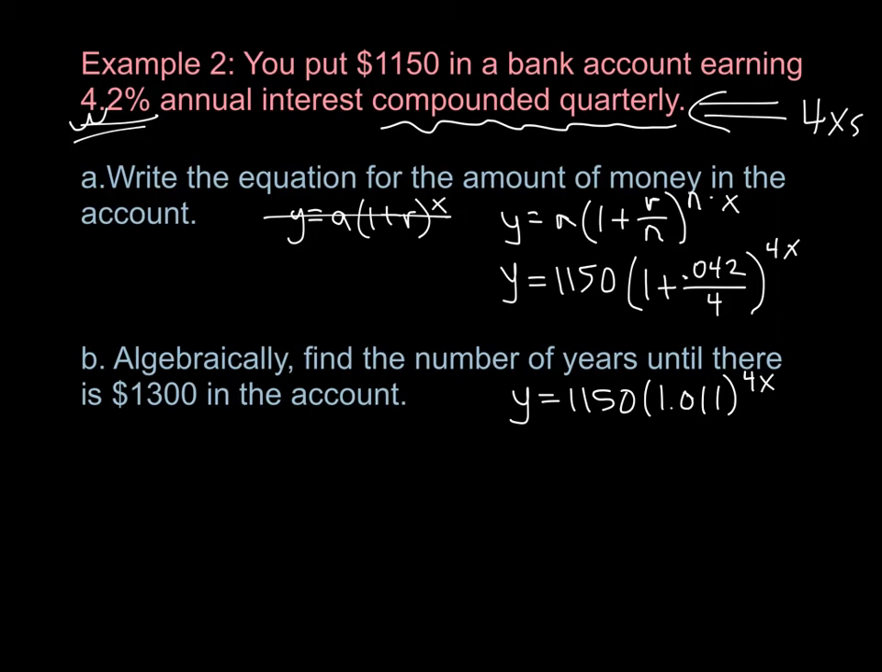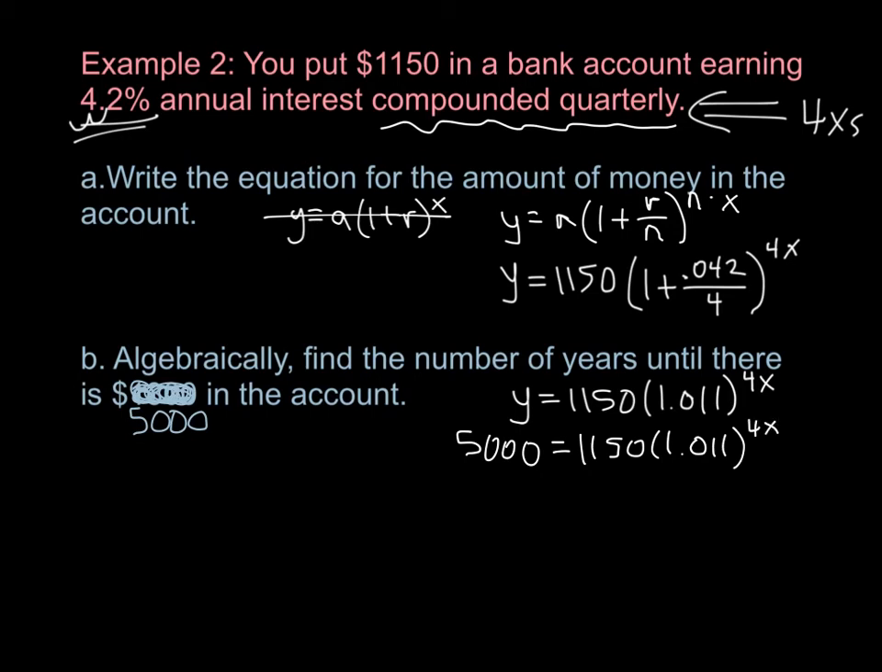So our second part here, algebraically, find the number of years until there is $1,300 in the account. Now I'm actually going to change this example slightly because $1,300 is not actually a very large amount of growth with a 4.2% interest rate. So let's say we need $5,000. Okay, so let's put this as 5,000. All right, so in order to solve this, to find out how many years it takes to get $5,000, we're going to start by putting 5,000 in for y, which will be our new total amount in our account. All right, so I just rewrite that, putting 5,000 in for y, and now again we need to solve for x.